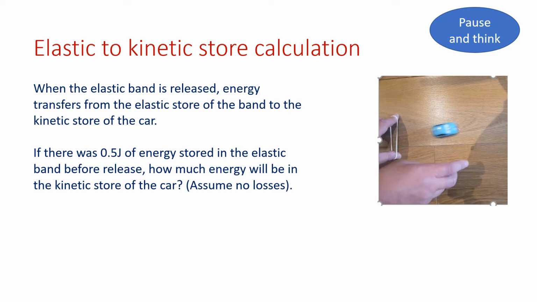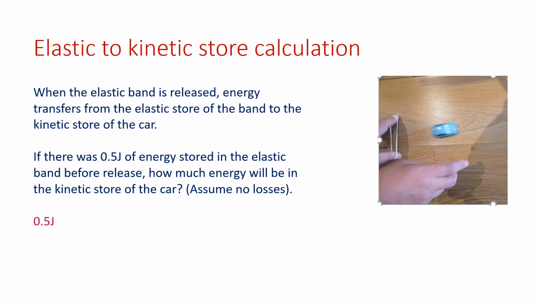So when the elastic band is released, energy transfers from the elastic store of the band to the kinetic store of the car. If there was 0.5 joules of energy stored in the elastic band before release, how much energy will there be in the kinetic store of the car, assuming there are no losses? So the answer is 0.5 joules. All of that energy that was in the elastic store has now been converted into the kinetic store of the car.